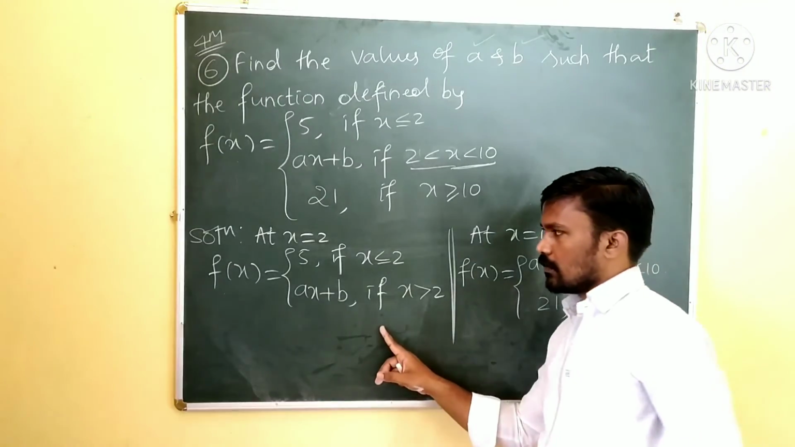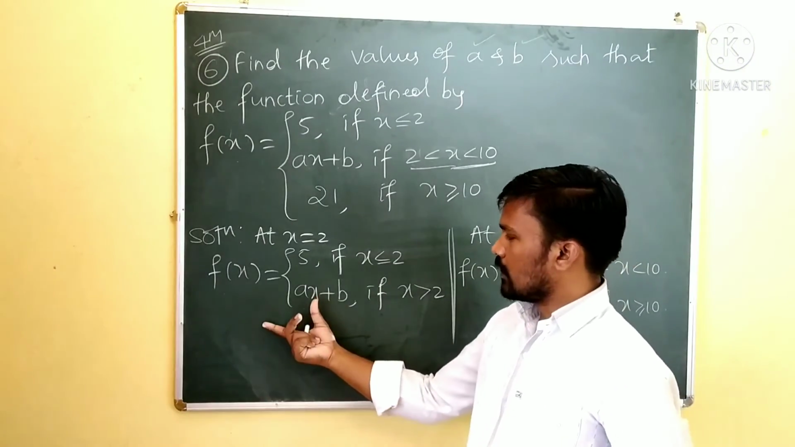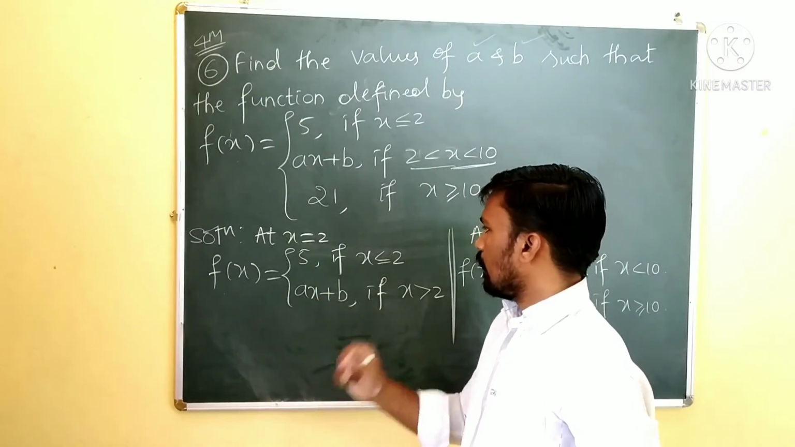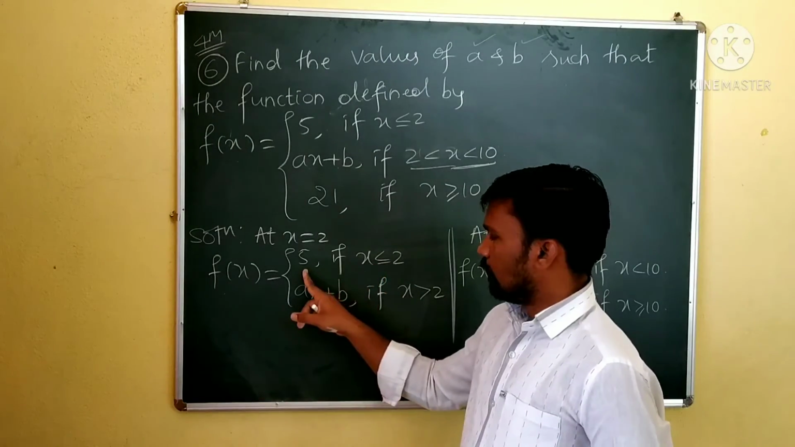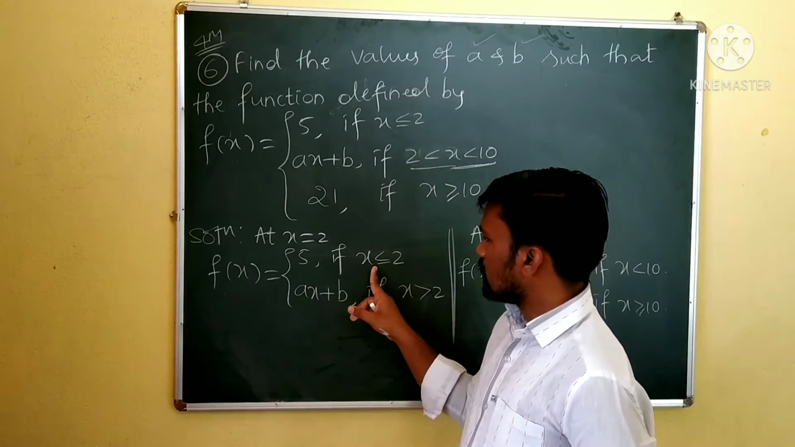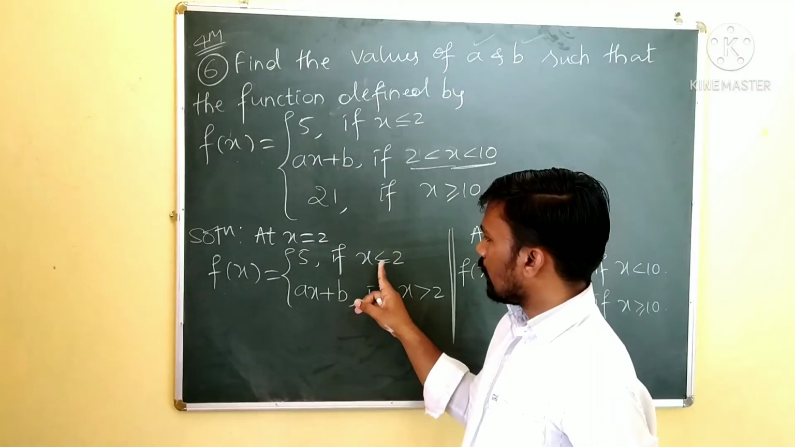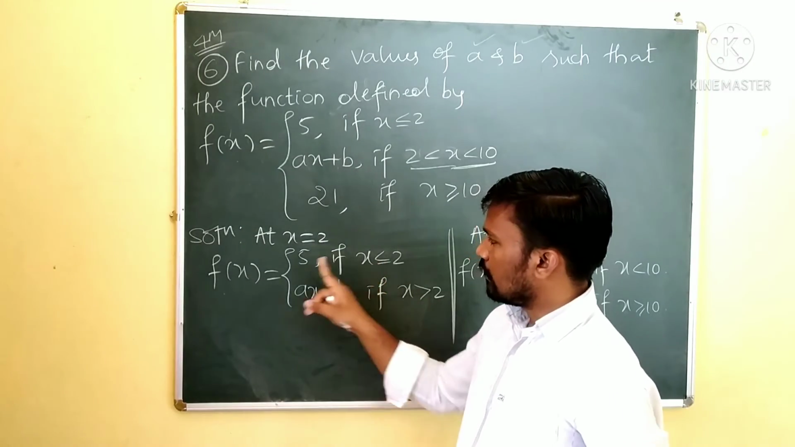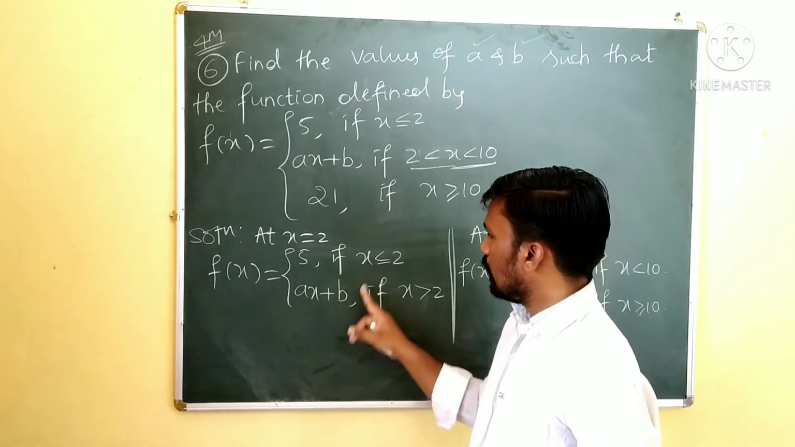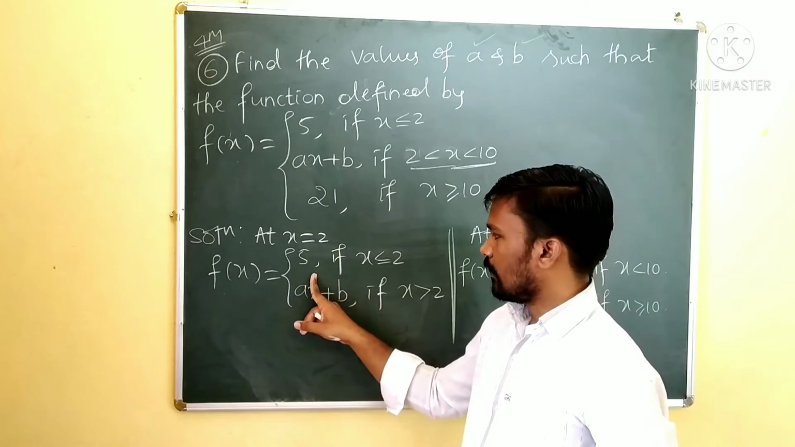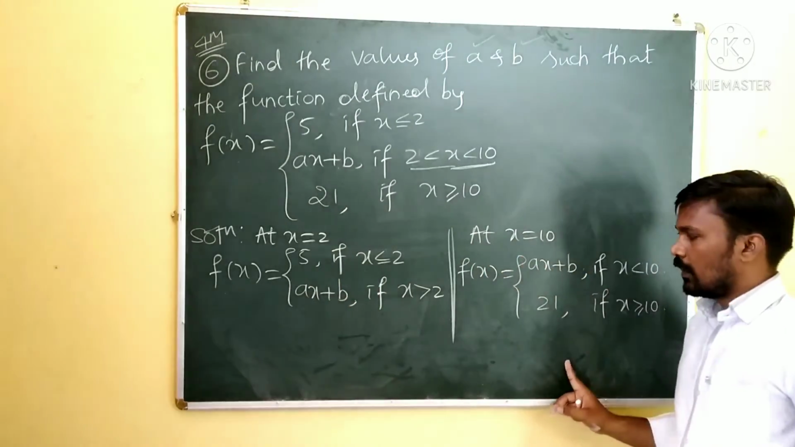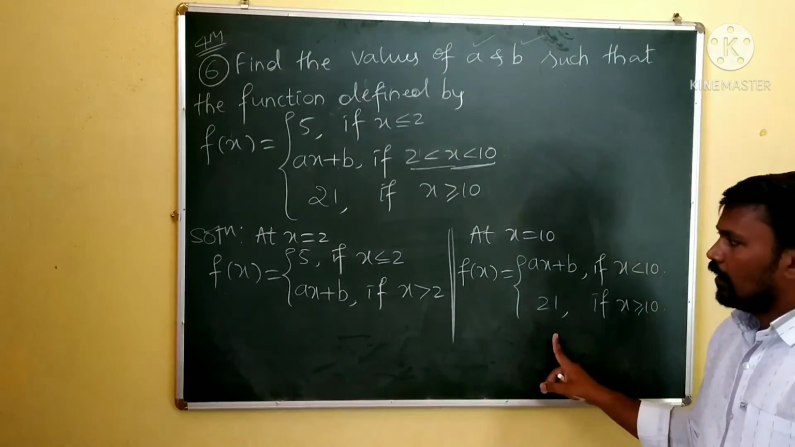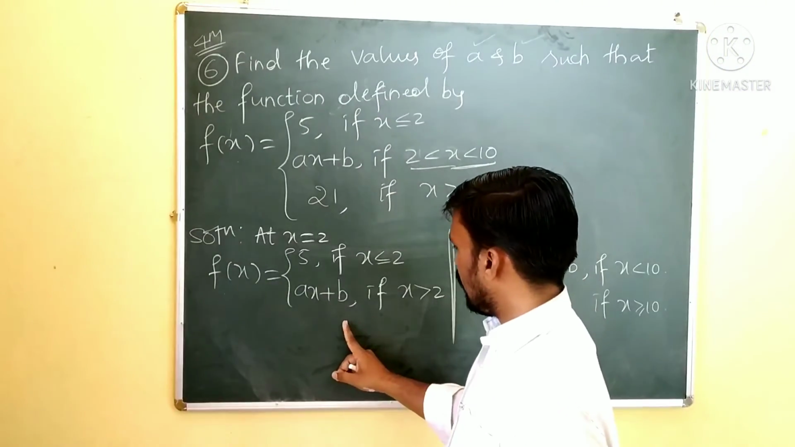So from this function, just the left hand limit value is 5 because of this less than symbol. Look at the less than symbol. In this interval, the value of the function is 5, which is nothing but the left hand limit value 5. So you can get the right hand limit value. The right hand limit value is what? 21. So just calculate the right hand limit value.